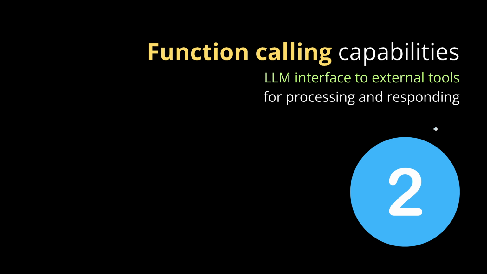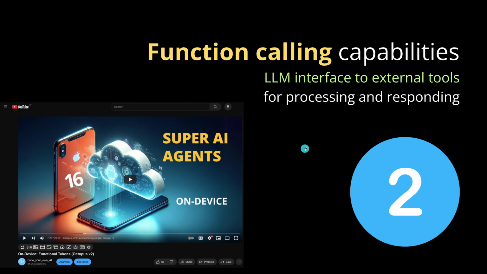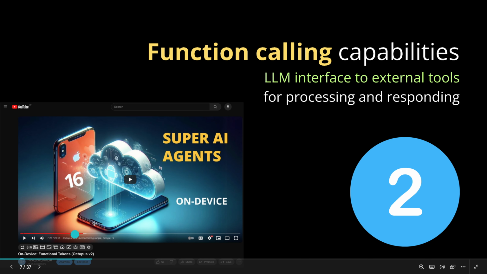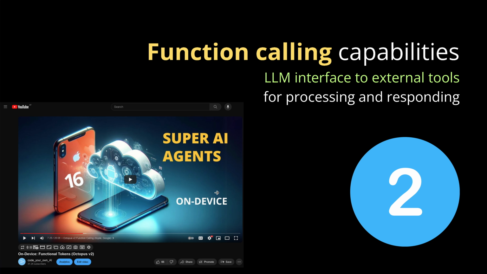Or maybe you're interested in notebook number 2, where we have a look at function calling, at the code implementation, where we have an LLM interface to external tools for processing and responding, to discover new data and integrate new, recent data in the response. Now, you might say, hey, you talked about this in the last video about functional tokens. Yes, but my last video was on-device, on edge devices with a very particular super agent. Now we stay with the normal notebook implementation, the cloud implementation.